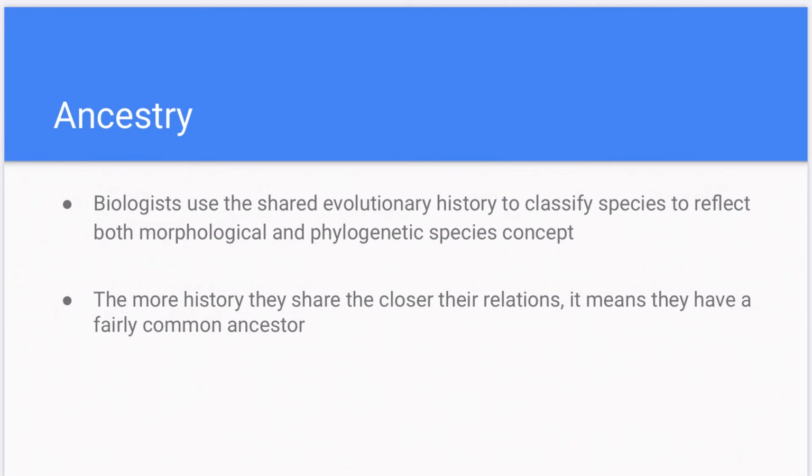Remember, we can't really say where something has come from. We can only sort of assume unless we're using DNA. The more history that organisms share with each other, the more closely related they are. That just makes sense. So we say they have a fairly common ancestor.